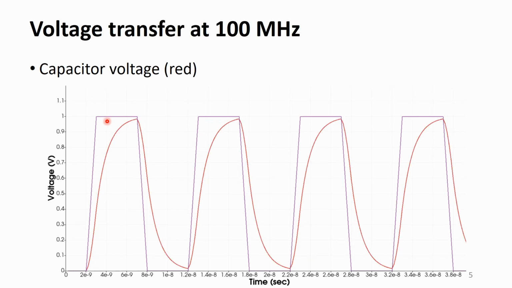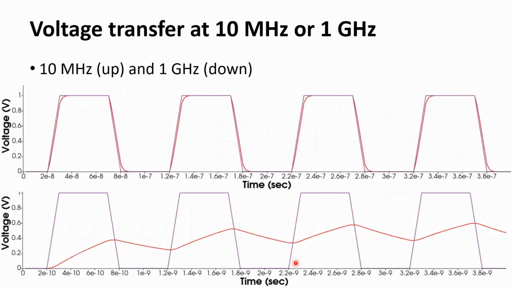Consider the RC circuit whose RC time constant is 1 nanosecond. In this graph, the red curve is the output voltage. The input frequency is 100 MHz. We can consider two extreme cases, a low frequency and a high frequency.